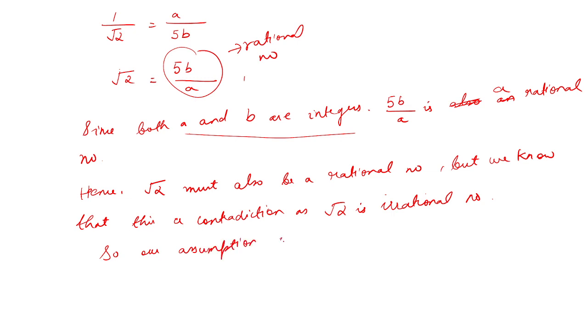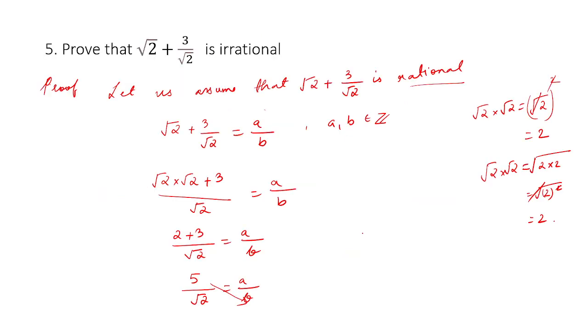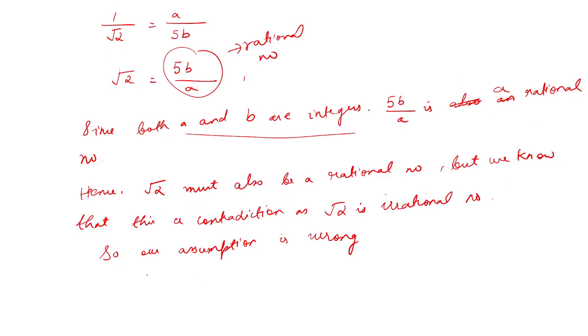What was our assumption? We go back. We assumed that 2 plus 3 by root 2 is rational. Since this assumption is wrong, we just have to conclude that 2 plus 3 by root 2 is irrational. Hence proved. So we shall end the video here.